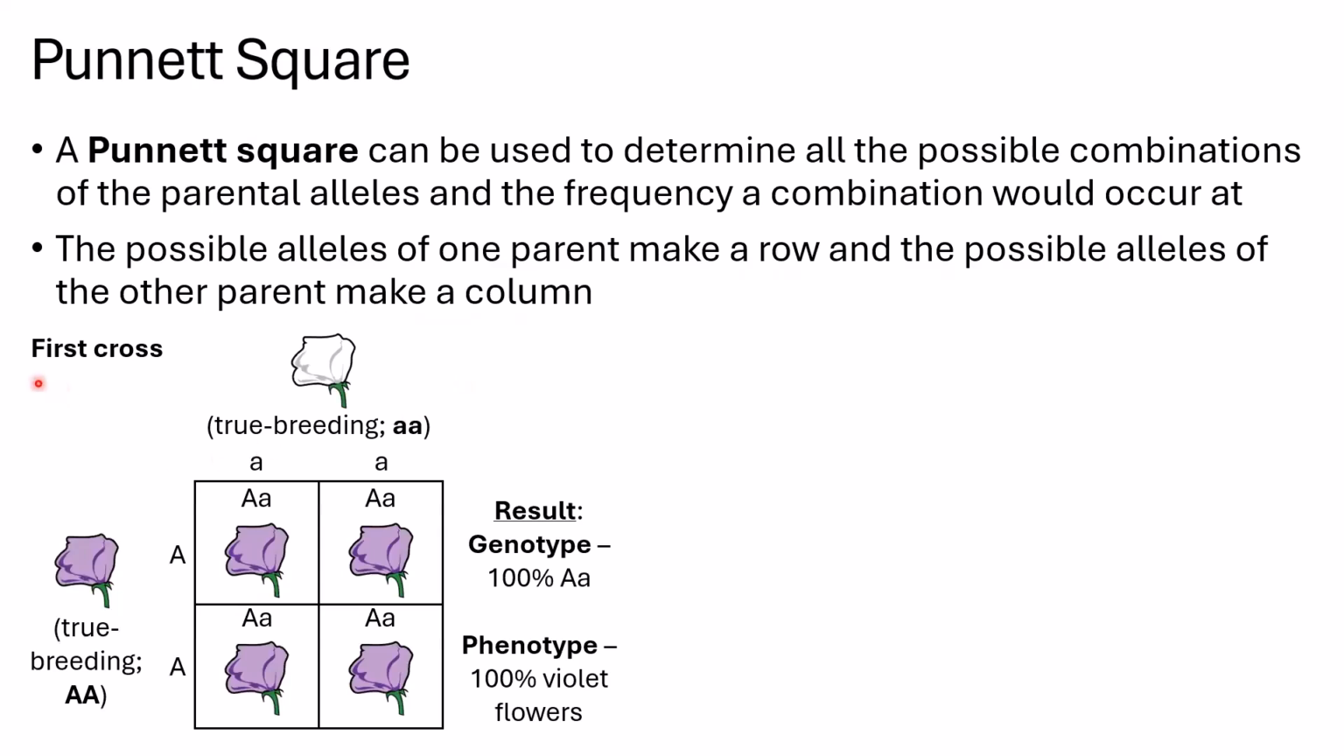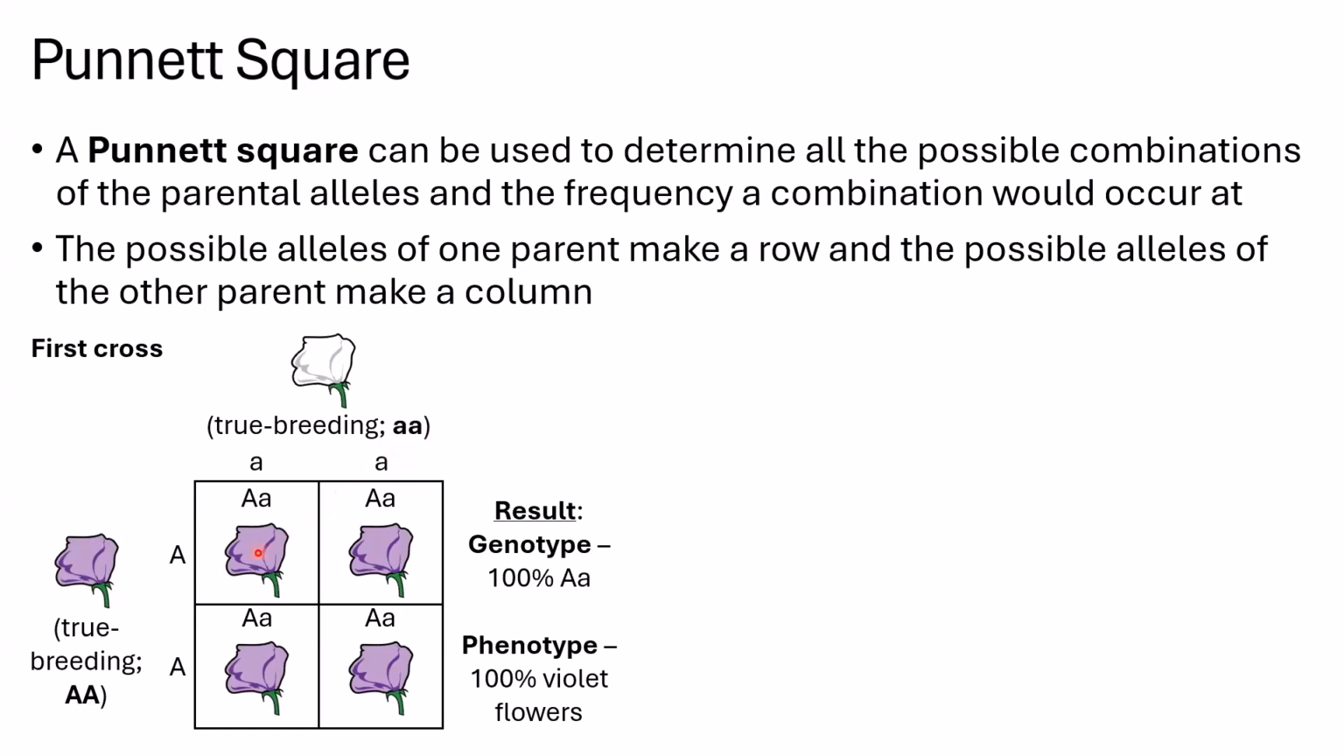For example, let's look at the first cross for pea plant flower color. The violet flower is true breeding and dominant, so it gets 2 uppercase letters. One letter goes in the first row, the other goes in the second row. The white flower is true breeding and recessive, so it gets 2 lowercase letters, with one in the first column and the other in the second column.